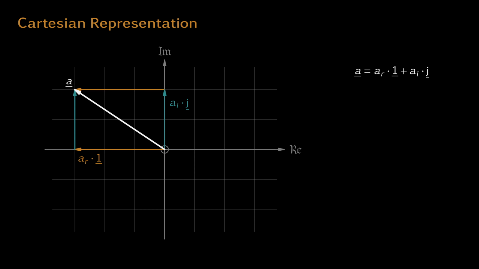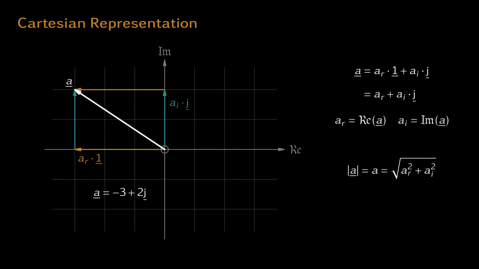So we can write A as the sum AR times 1 plus AI times J, or more briefly, AR plus AI times J. This is the Cartesian or rectangular representation. In our example, A equals minus 3 plus 2J. We call AR the real part and AI the imaginary part of A. The length of our arrow is the absolute value or the modulus of the complex number A. We can calculate it using the Pythagorean theorem and get the square root of AR squared plus AI squared.